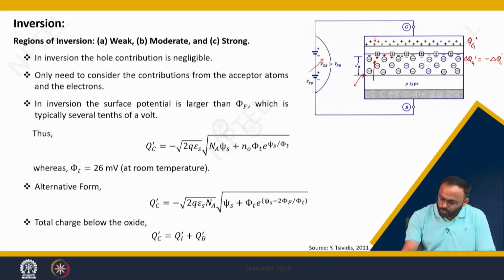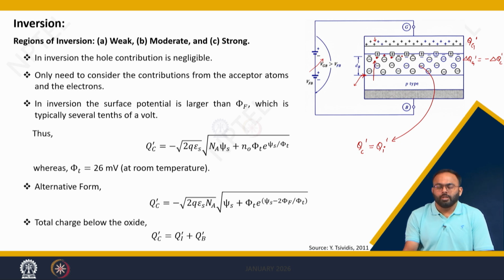It means the total channel charge can now be governed by two types of charges. We are defining a few new parameters. One is Qi dash, which stands for the inversion charge, and the other is Qb dash, which stands for the depletion charge or body charge.